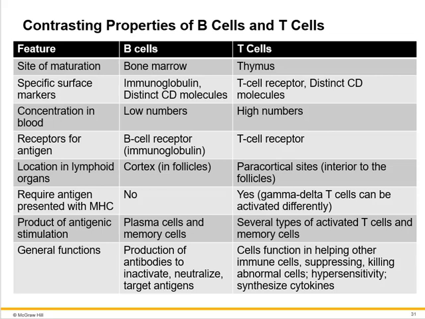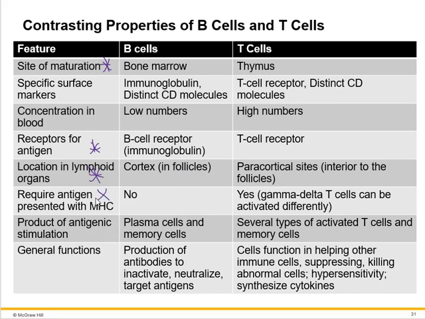So here's some of the other differences between the B and the T cells. So the site of maturation, that is definitely one of the things that I will ask you about. Where do the B cells and T cells mature? The specific markers. You should know about the receptors for the antigens. That the B cell receptor is an immunoglobulin and the T cell receptor is a T cell receptor. The location in the lymph node, so again they call it cortex, and then paracortical sites in the follicles, interior to the follicles, so you just have to get that idea.